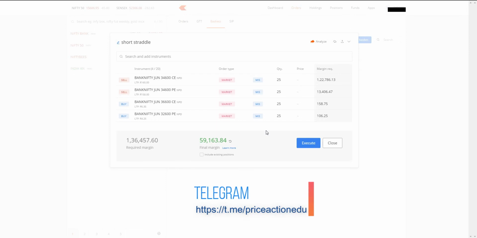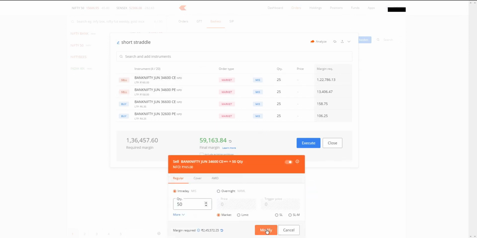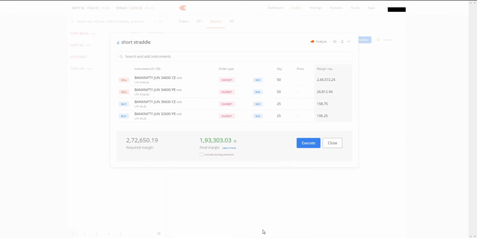Okay, now if I need to do it for 2 lakh, you can just increase this position to 2 lakh. See, it requires only 1.9, you can consider that 2 lakh. So from 2.6, it just comes down to 2 lakh. Even if you need to reduce this, you can just increase the quantity of these buy orders too.